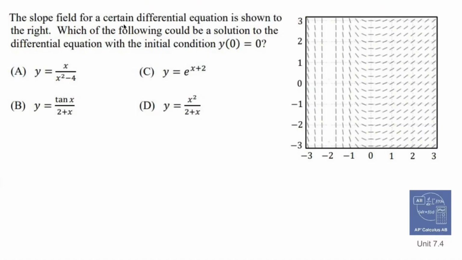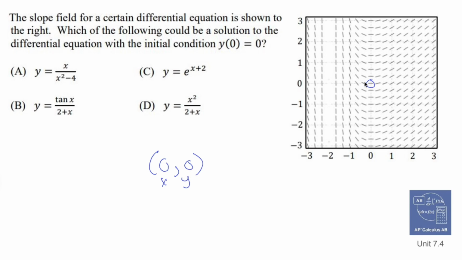The slope field for a certain differential equation is shown to the right. Which of the following could be a solution to the differential equation with the initial condition y of 0 equals 0? Well, y of 0 equals 0 is going to be the point 0, 0. So let's label it x and y. Let's go to 0, 0, and our slope is 0.